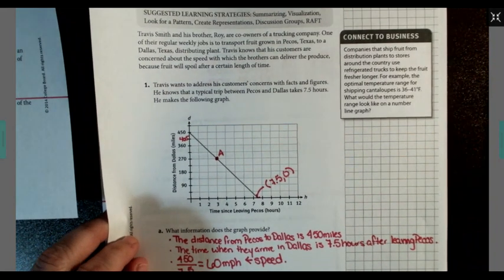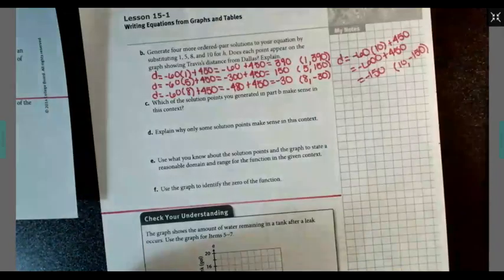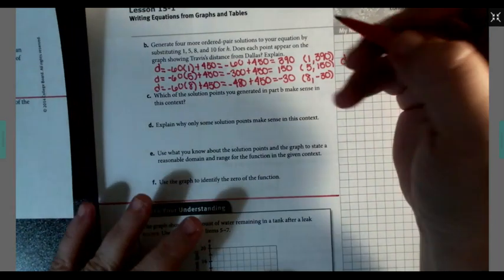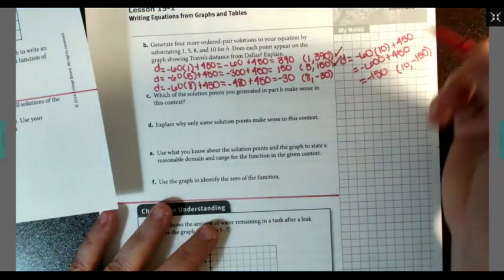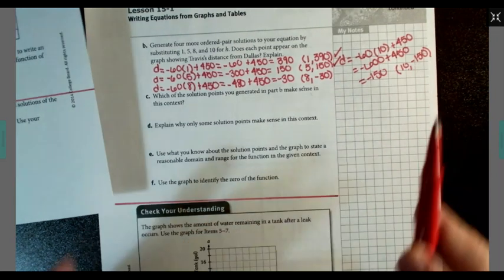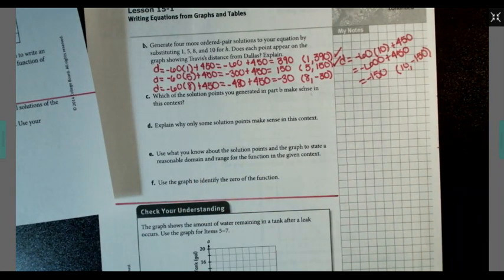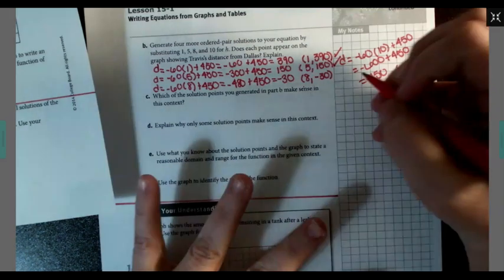Two of them do. The other two do not. And my question is, why? This one appears on the graph. This one appears on the graph. Why does this one and this one not appear? We have 8 hours and 10 hours. But it tells me that my distance is negative, which means I've technically passed Dallas. Do we want to keep driving after we made it to Dallas? No.